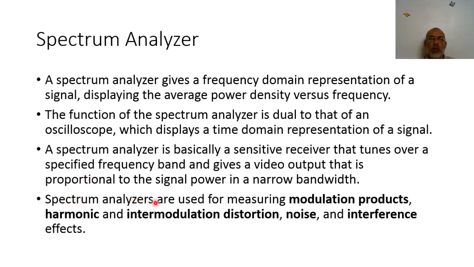Spectrum analyzers are used for measuring the modulation products, the harmonics, the intermodulation distortion, the noise level, and the interference effect. So assume any problem in your mind, where you have a signal as a function of the frequency, we can measure it by using the spectrum analyzer. For example, in the case of a modulated signal, we have the carrier and the sidebands of the carrier. What is the amplitude of the sideband with respect to the carrier? This can be measured by the spectrum analyzer.